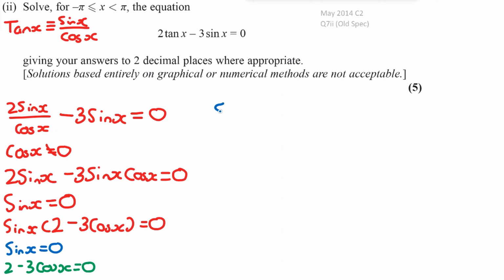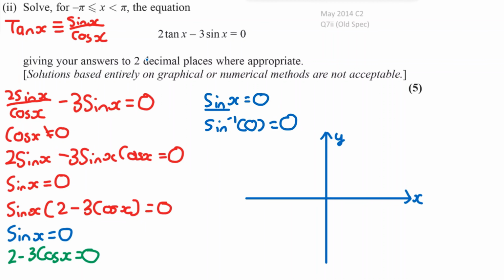Sin of x is equal to 0. So the inverse sin of 0 is just equal to 0. So now we need to draw the sin graph between minus pi and pi, so it will look something like this here. And we need it when it's equal to 0, aka when it's a root here, and we can see that this is here, here, and here.